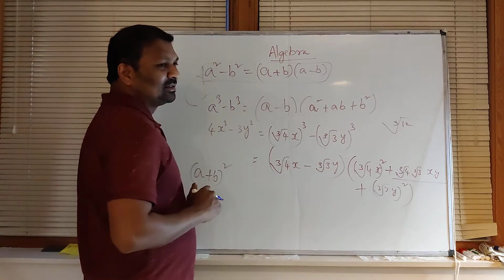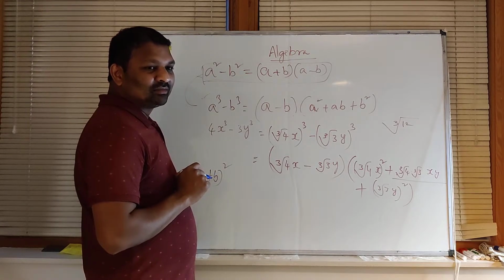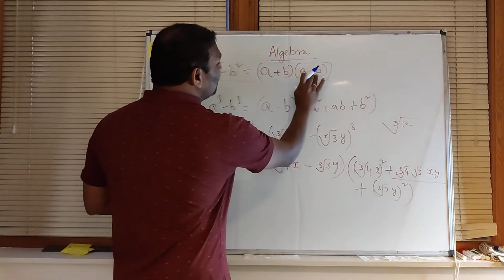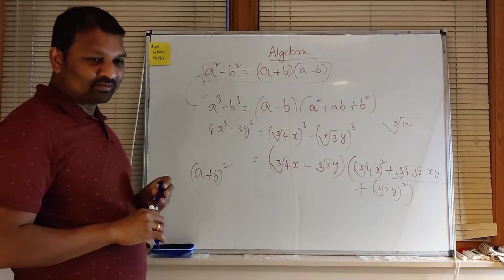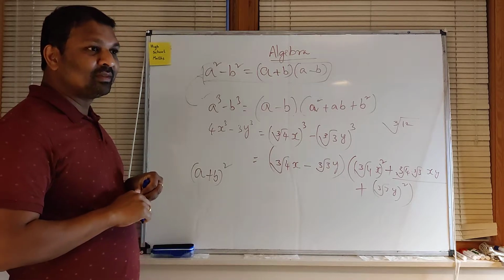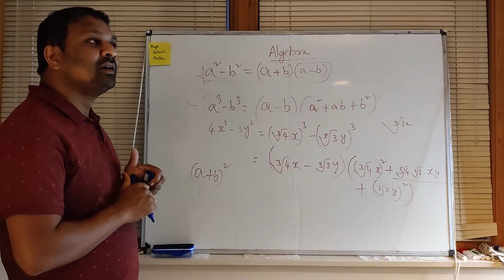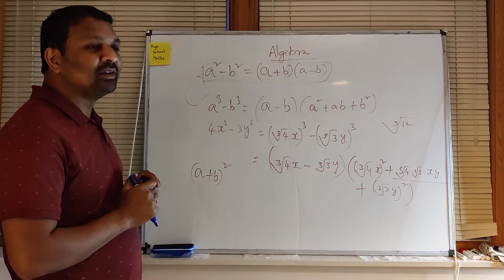A plus b into a minus b. What are the factors of this one? A plus b into a minus b. You'll get a square minus b square. You won't get this one, a plus b whole square. A plus b into minus a minus b. What do you get? No, you won't get it.